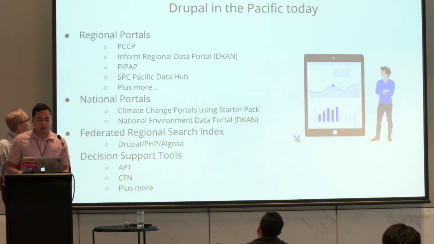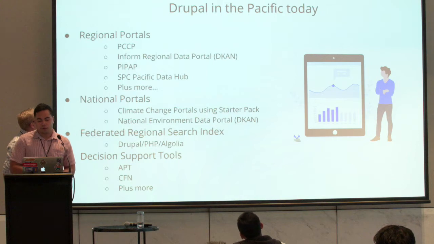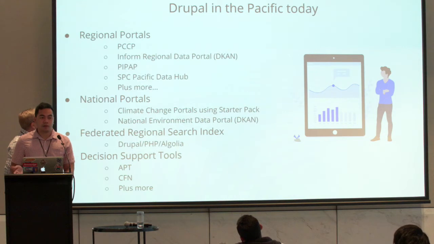So Drupal in the Pacific today, we have a couple of regional portals. We have the Pacific Climate Change portal, the regional data portal that I just showed, and we also have several other portals that came out of other projects that are housed at SPREP. So we had a Pacific Island Protected Areas portal. So several areas in the Pacific you can't, for example, go and fish for sharks and turtles, and so we have that visualized in another Drupal 8 site.